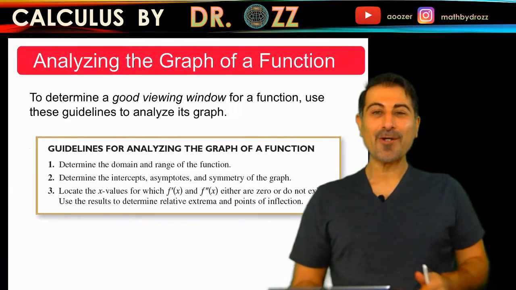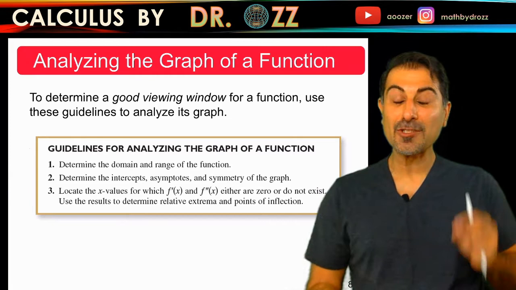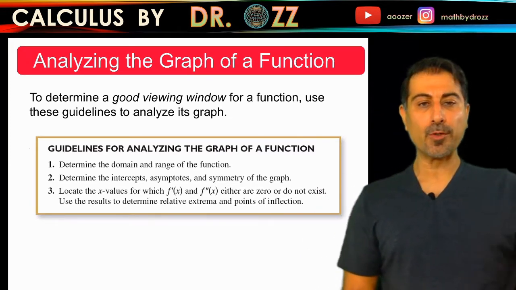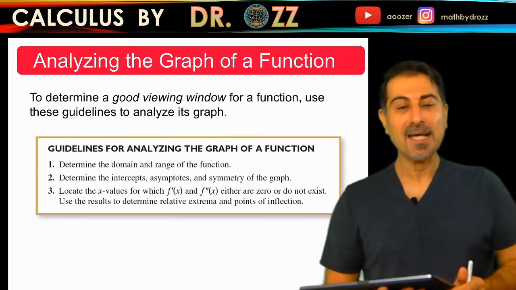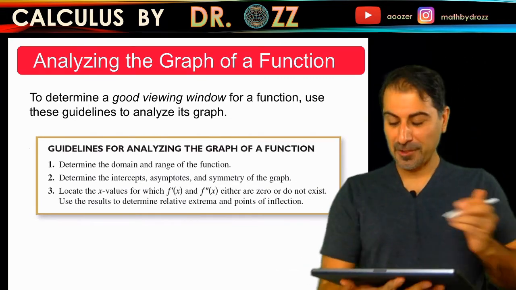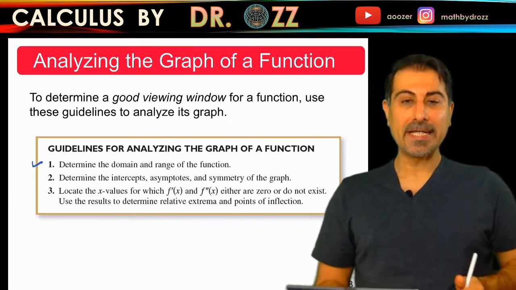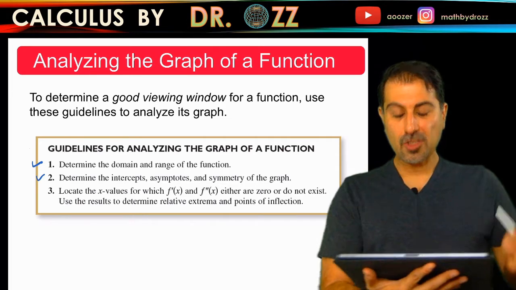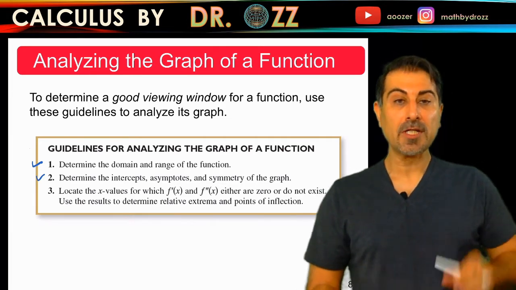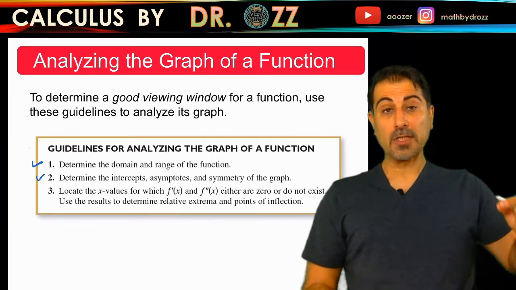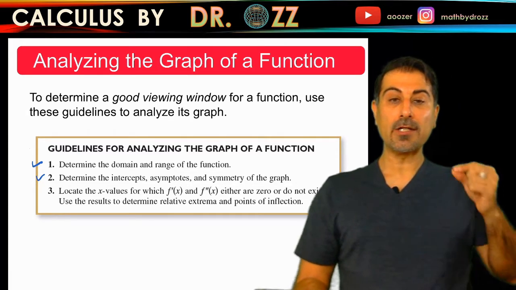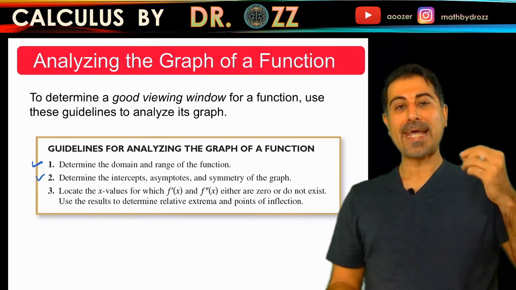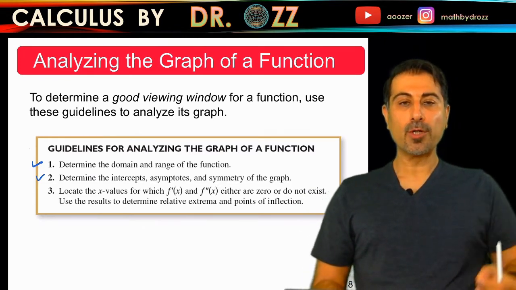All right, now let's talk about the guidelines to determine a good viewing window for a function in your calculator or whatever the graphing utility you are using. So the first item is all about pre-calculus. We determine the domain and the range of the function first. Next, we check all xy intercepts. We check all asymptotes, vertical, horizontal, and slanted asymptotes, and also we test the function for symmetry. That could be about x-axis, y-axis, or the origin.